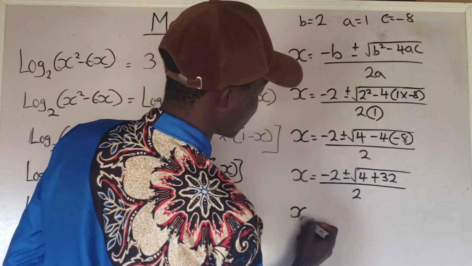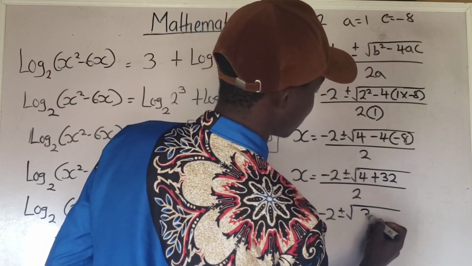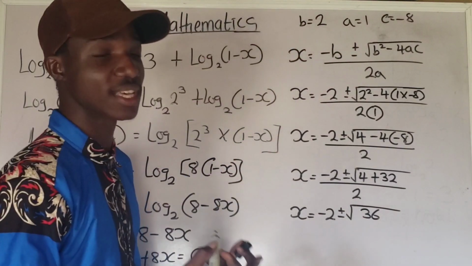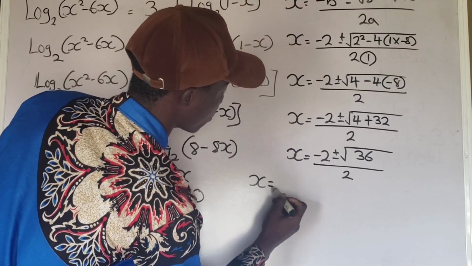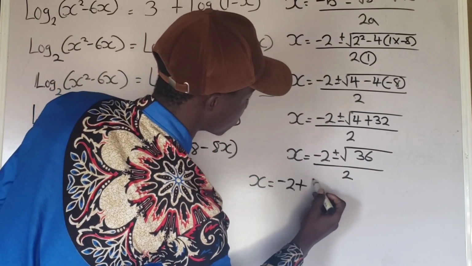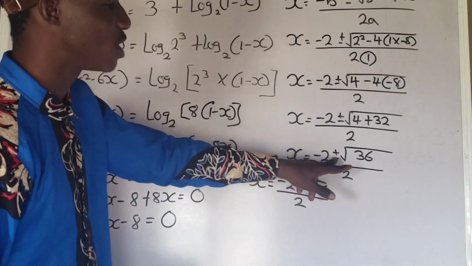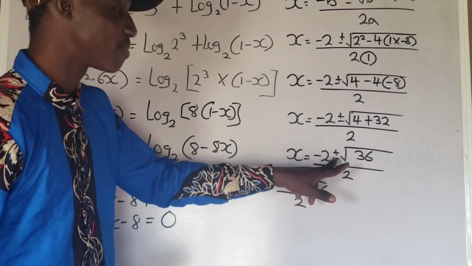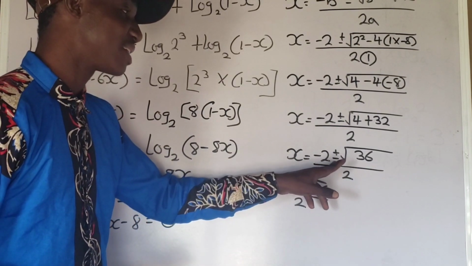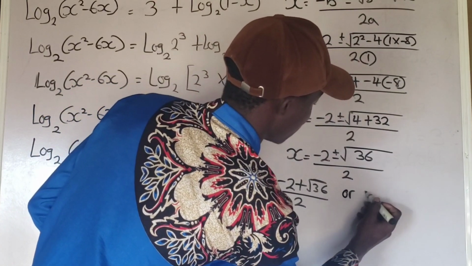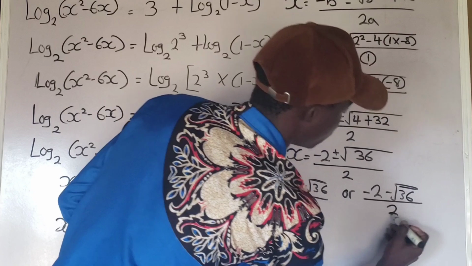For this, I'm going to have x equals negative 2 plus or minus the square root of 36, because 4 plus 32 will give me what? 36, all over 2. Okay? Now, from this point, I'm going to separate the sign. I will have plus at one side and a negative at another side. So I'm going to have negative 2 plus the square root of 36 all over 2, or negative 2 minus the square root of 36 all over 2. Do you understand?